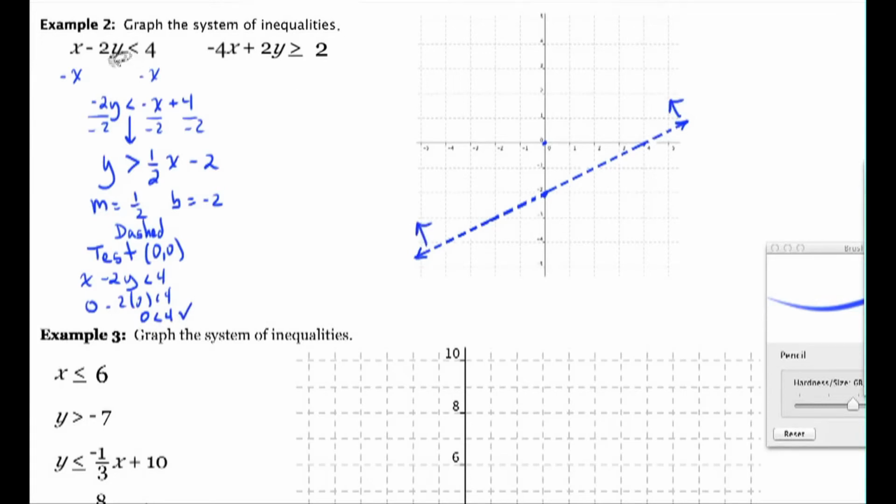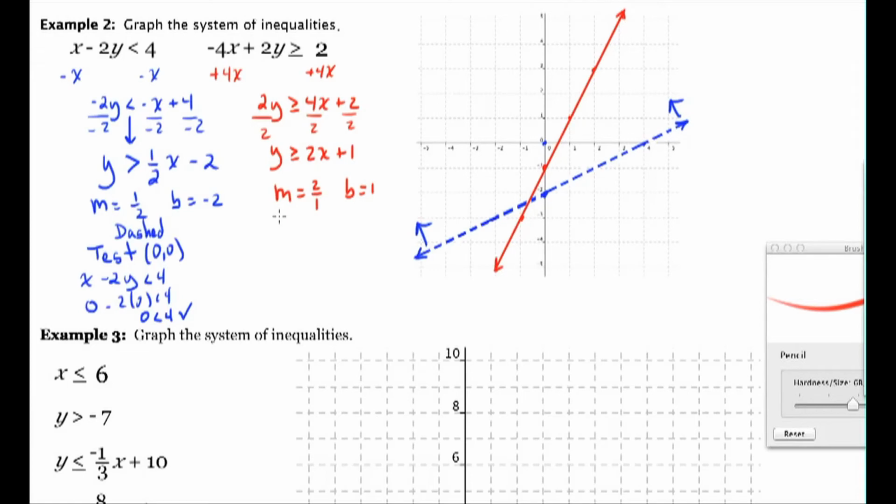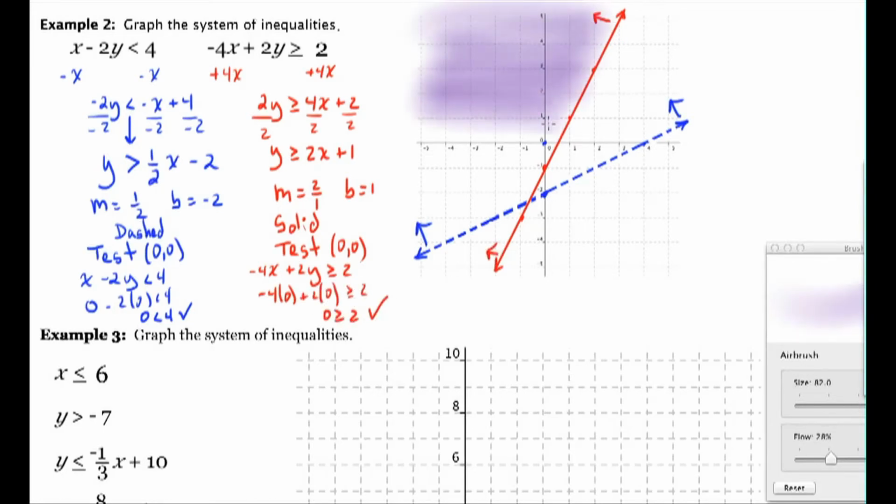So I'm going to put little arrows indicating the side that I will shade. The second one, I also need to solve for y to indicate my slope and y-intercept. This time it's going to be a solid line. I could use the same test point, and I want to shade the region where both inequalities overlap, so it's this purple region again.